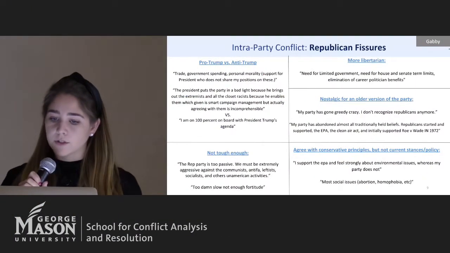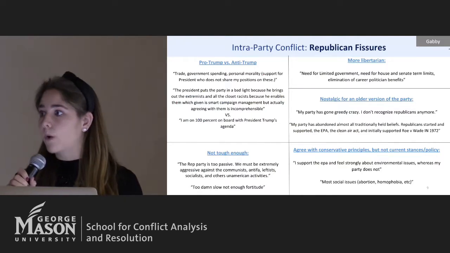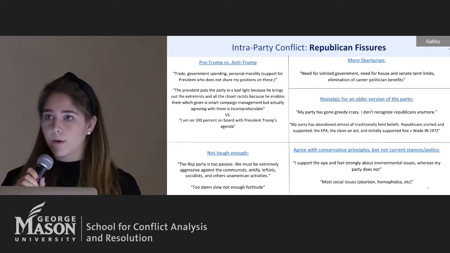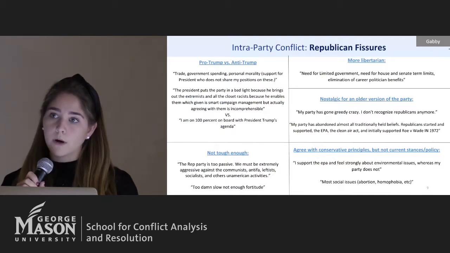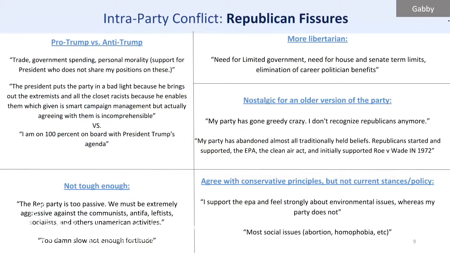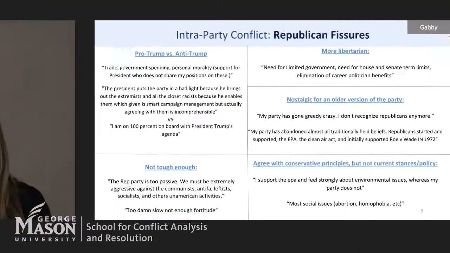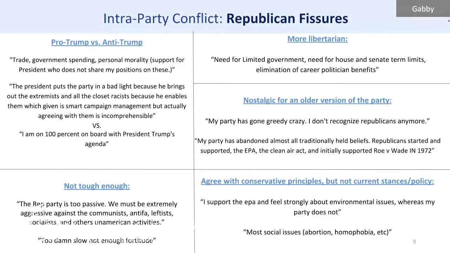But to start with our survey, I pulled some of the quotes that we received based on the question, what is the greatest issue for you between you and your party? We found that there are Republicans who support Trump, and then Republicans who are anti-Trump. Some people responded that they were 100% with Trump, that nothing was an issue for them with their party, and then there were those who identified the president as putting the party in a bad light and in a place where extremists and closet racists are able to come out.